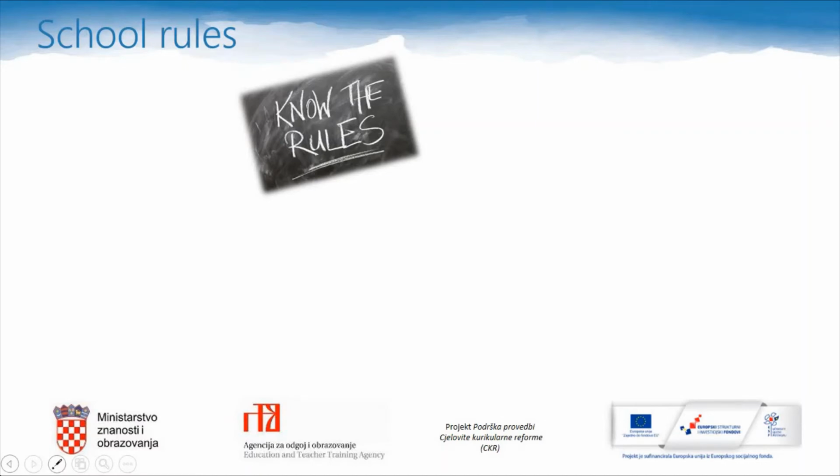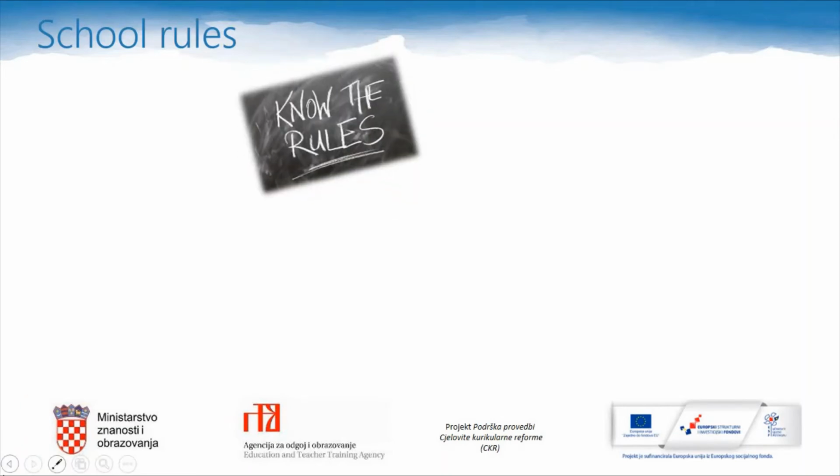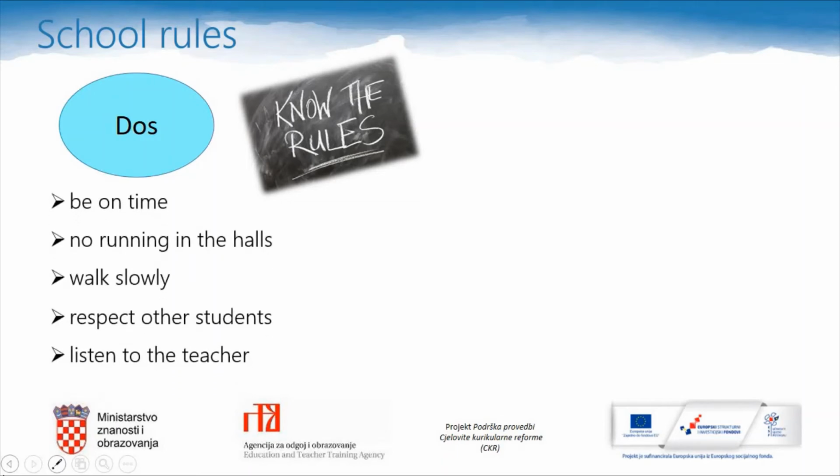Now you know that each school has its rules. Rules that you have to know. For example, you have to be on time. There is no running in the halls. You have to walk slowly in the halls. You have to respect other students, teachers also, of course. You have to listen to the teacher.